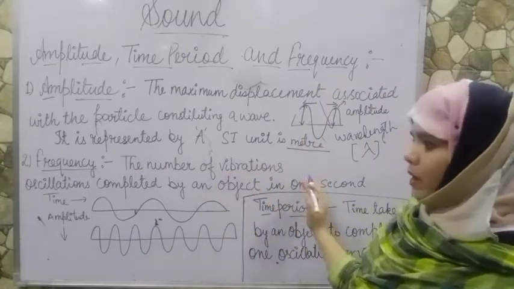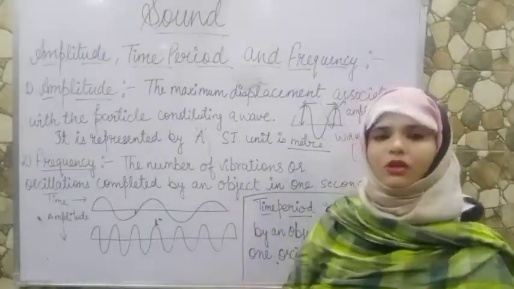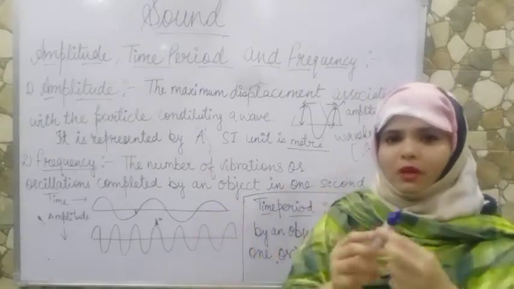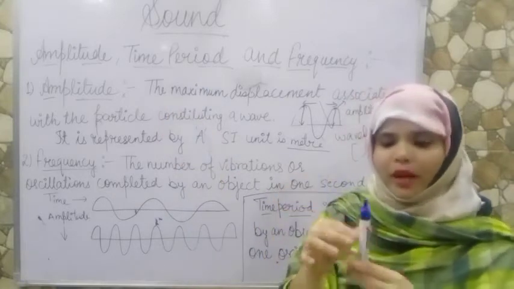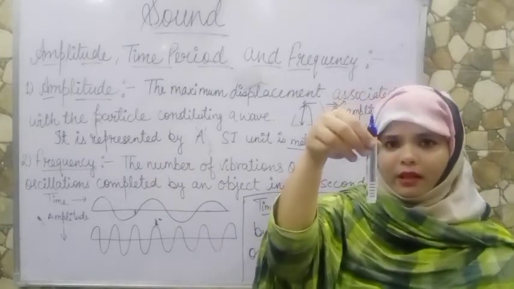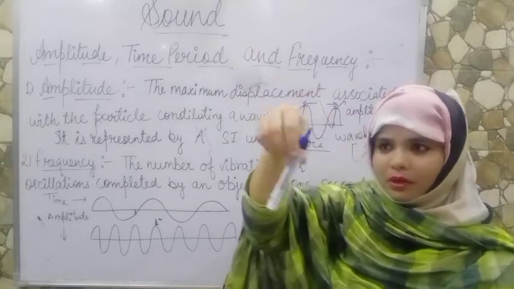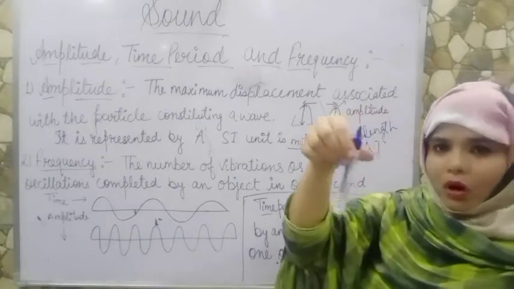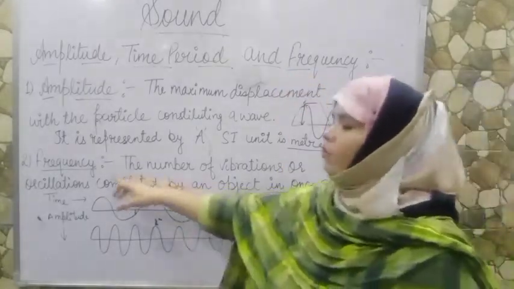Now see the frequency. The number of vibrations or oscillations. Oscillation is a related term to vibration. One oscillation means one complete displacement. Suppose you have a pendulum and you hit the pendulum at the mean position, and it goes to the maximum displacement. The oscillations or vibrations in 1 second are known as the frequency.